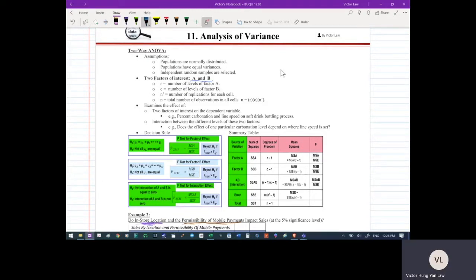The assumptions that we have for two-way ANOVA are that the populations are normally distributed, that we have equal variance, and that independent random samples are selected.